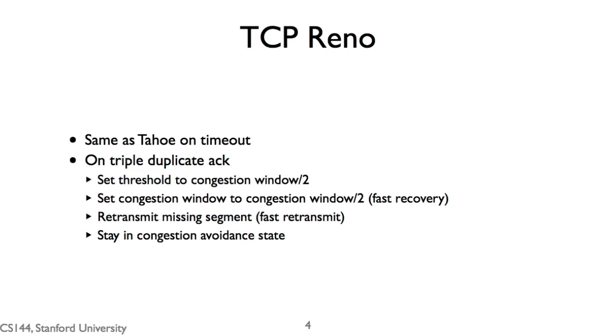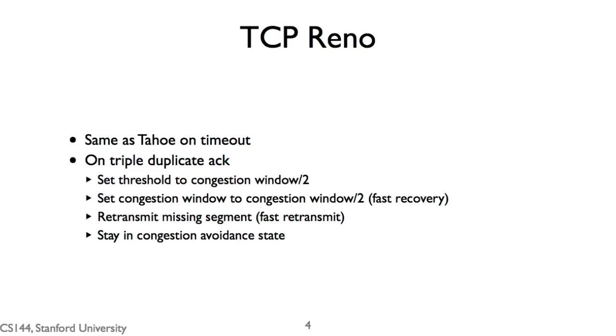So TCP Reno generally behaves similar to TCP Tahoe, with one exception, which is that on a timeout it behaves the same way, that it sets the congestion window to be size 1 and does slow start again. The assumption here is, hey, things have gone very wrong if I have a timeout. And so I'm just going to assume nothing about the network and pretend as if things were just starting from the beginning.